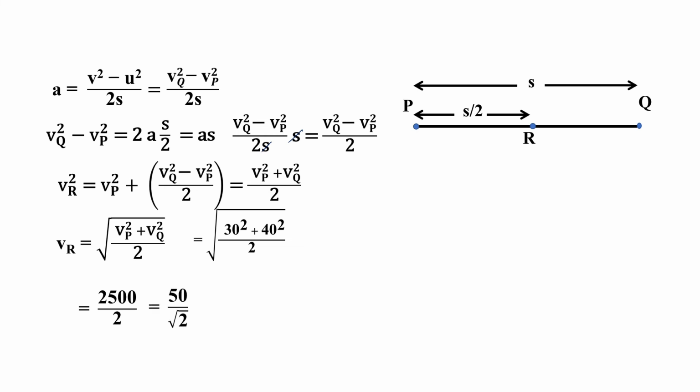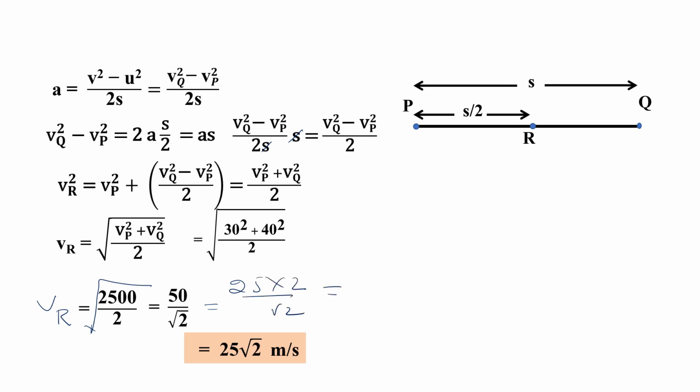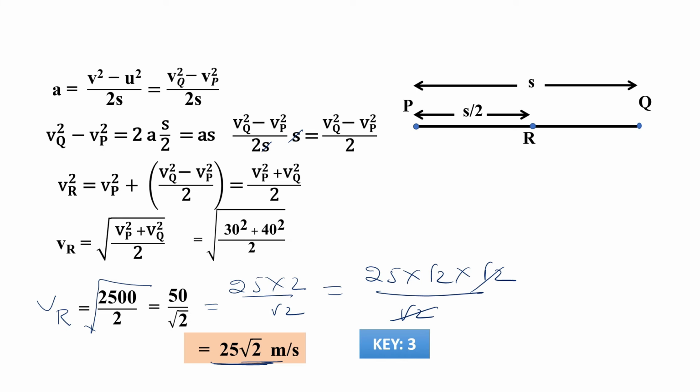So this is 50 by root 2. This is root of 2500 by 2. So root of 2500 is 50 by root 2. So the option is 25 root 2. This can be written as 25 into 2 by root 2. So again this can be written as 25 into root 2 into root 2 by root 2. Root 2 gets cancelled. 25 root 2 meters per second. Okay. So the third option is correct.